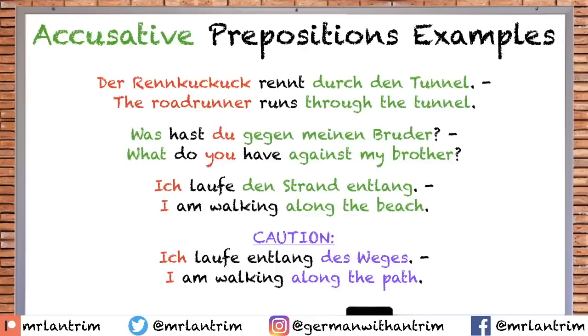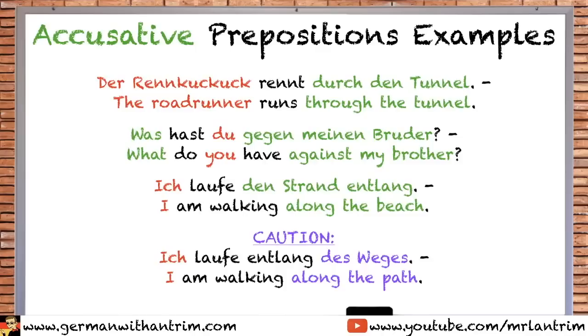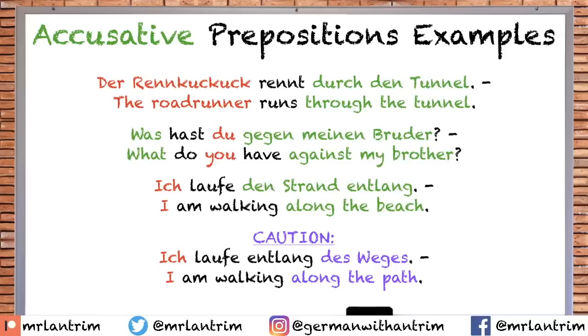So, example of that, ich laufe entlang des Weges, I am walking along the path. That's genitive because you use the preposition entlang in front of the object rather than using it behind it in order to get that accusative case.